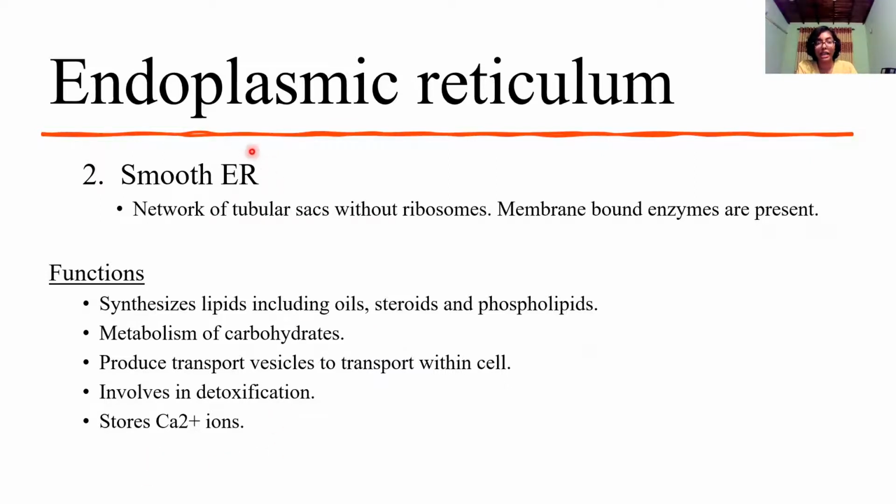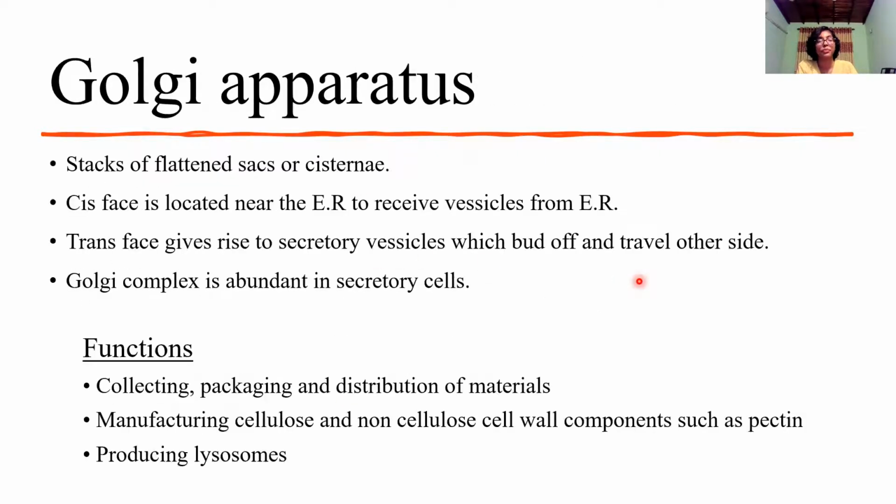Actually, the smooth endoplasmic reticulum, when found in muscle cells, especially in the cardiac and the skeletal muscles, is known as sarcoplasmic reticulum. There they store these calcium ions. So storing calcium ions is also one of their functions. Of course, they also produce vesicles for transportation, and they are involved in detoxification. So these are the functions of smooth endoplasmic reticulum, and you should remember these as well.